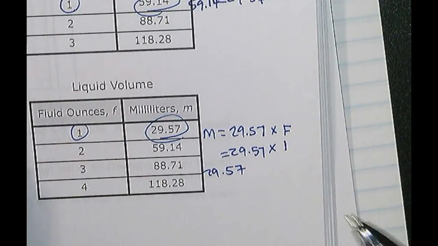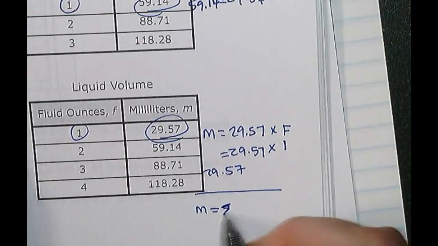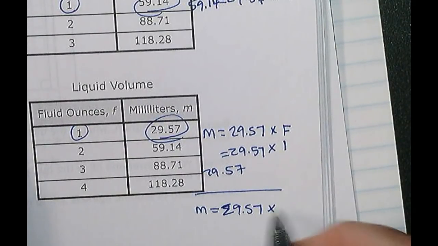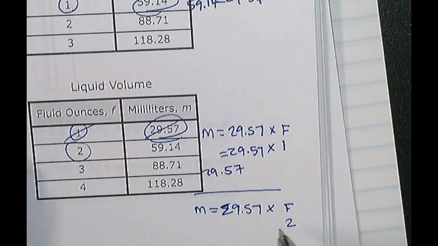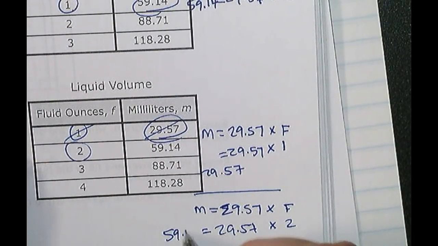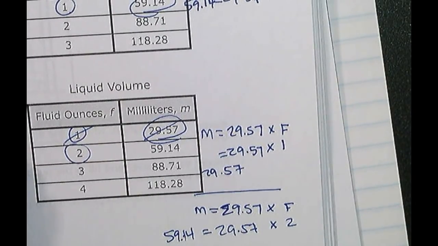What about 2? So M equals 29.57 times F. Let's put a 2 in. I did the 1. 1 worked. 2. 29.57, and it should be like 59.14. Yeah. 30 times 2 is 60. And that's pretty darn close. So the answer is J.